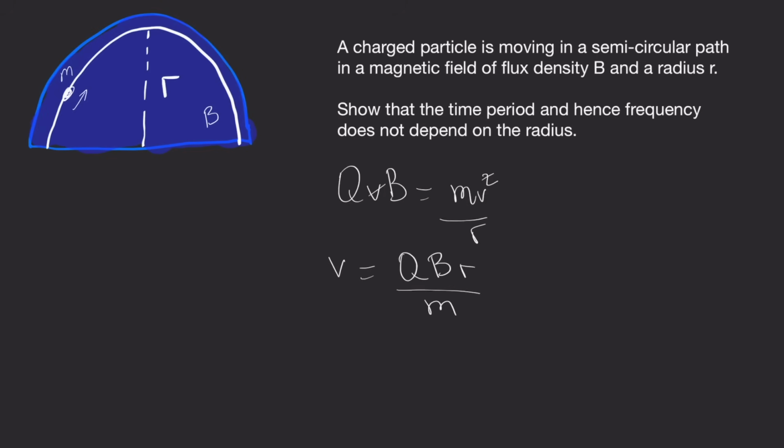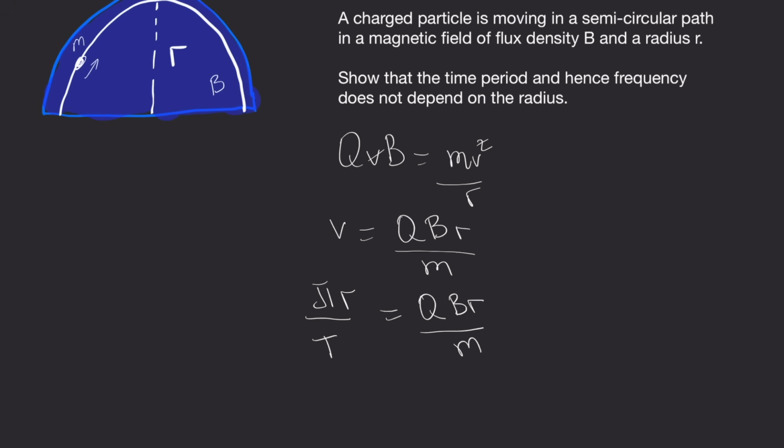Now, v is also distance over time because the speed is constant, and in this case, because it's a semicircular path, the distance traveled will be pi r, and let's say that this happens in a time t, which will be given by QBr over m. If this thing was moving in a full circle, which can also appear, there will be a factor of 2 in here, so just watch out for this. And notice how the r's just cancel on both sides.